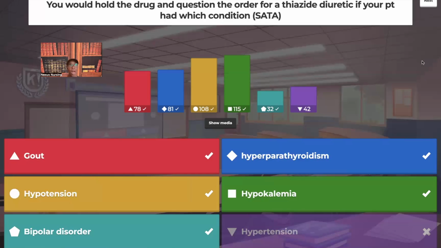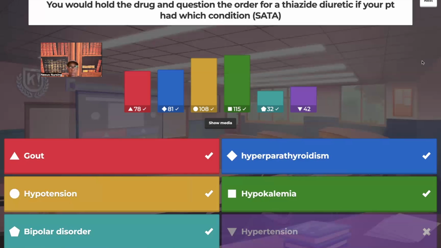Hyperparathyroidism, true. Why? I want you to think about it, okay? And this is why it's so important that you guys know your pathophysiology. So the patient's got a thiazide diuretic. They're urinating all over the place. That's what diuretics do. It makes you urinate, right? Okay, cool. What's coming out in the urine? The electrolytes, including what? Calcium.